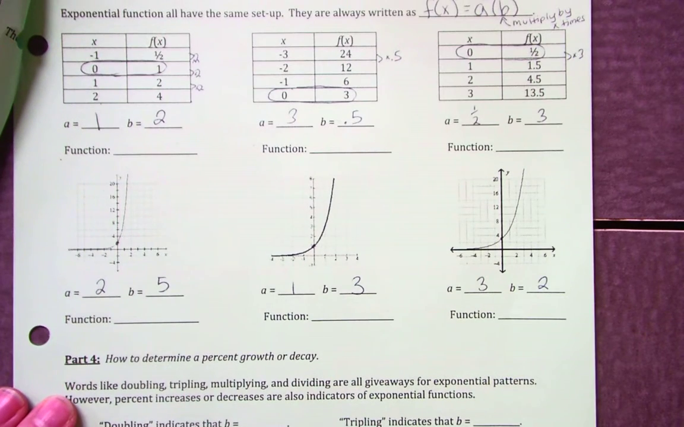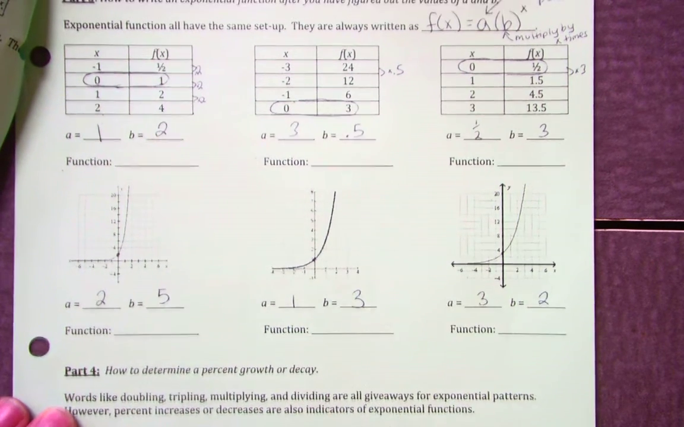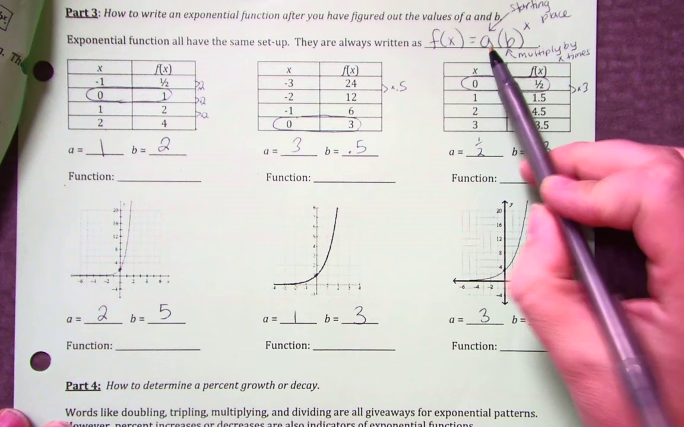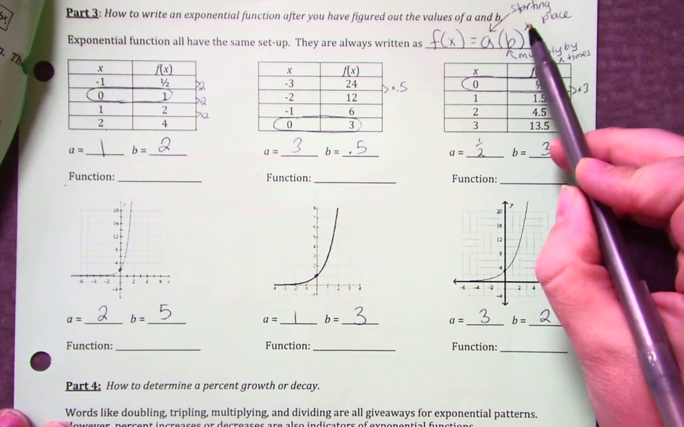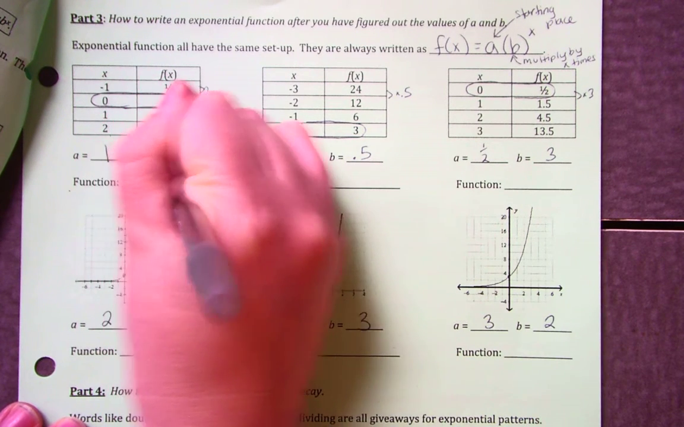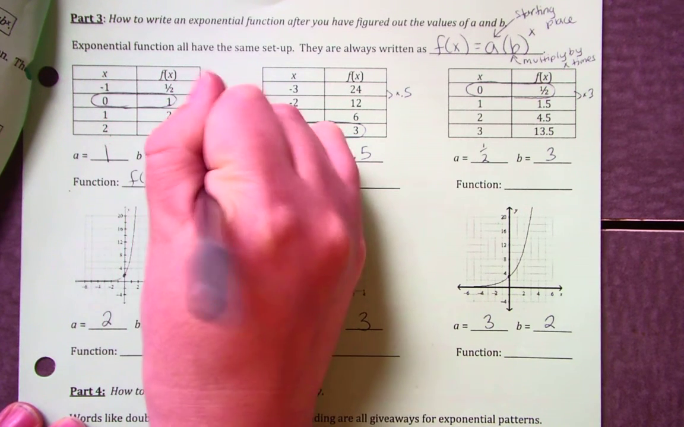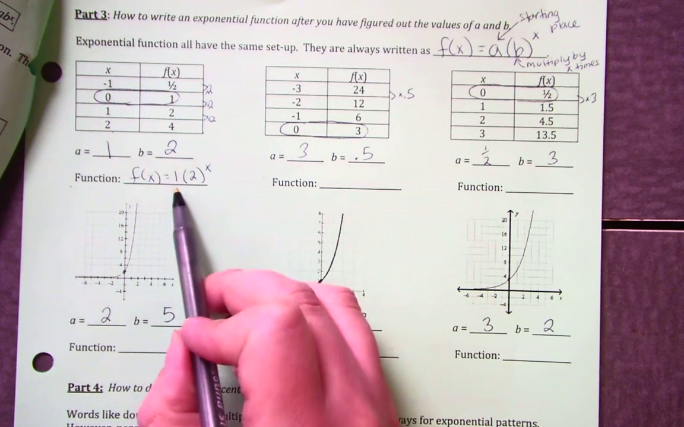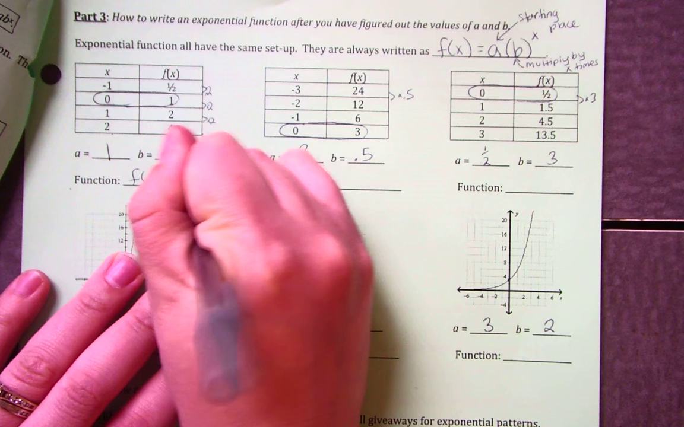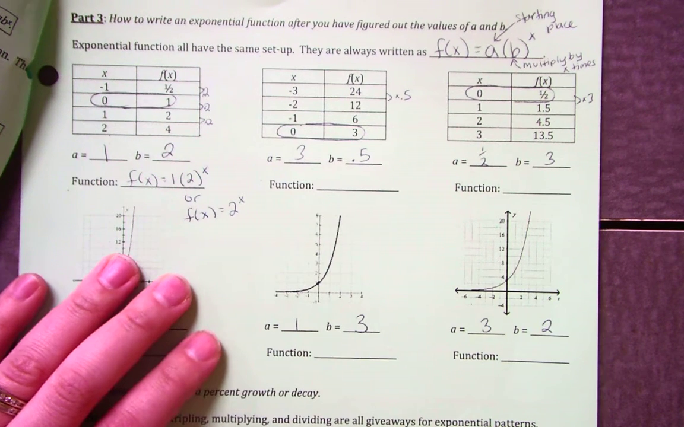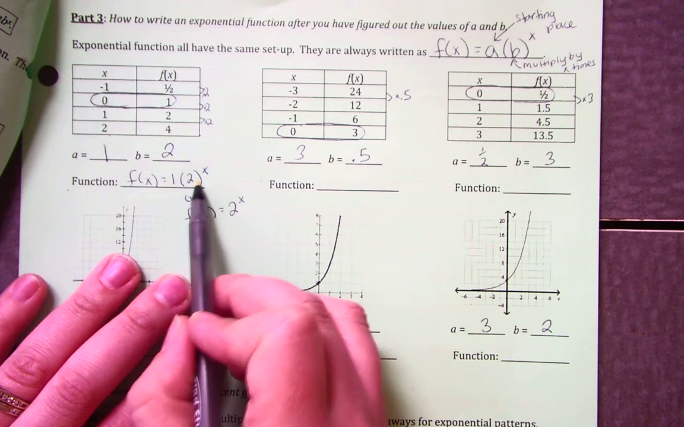Now that we have all of our values of A and B, we can use those to write the function. And we simply do that by putting A here and B here to the x power. So for this one, our function would be 1 times 2 to the x power. And if we wanted to, we didn't actually have to write the 1.